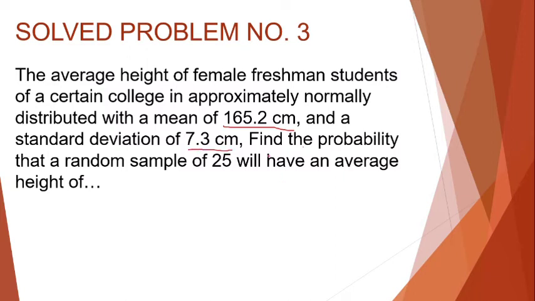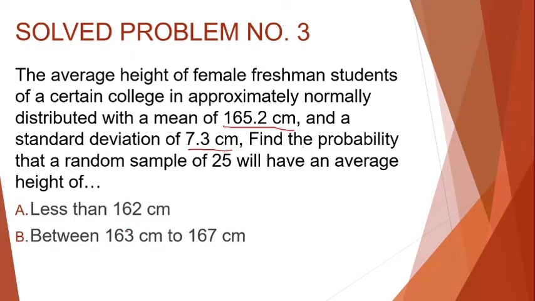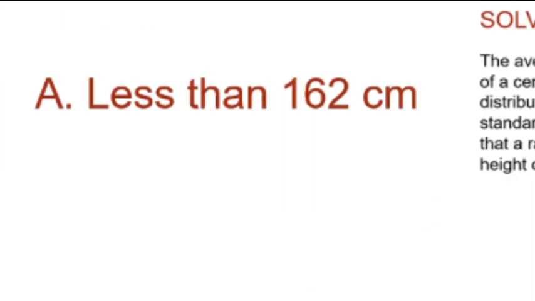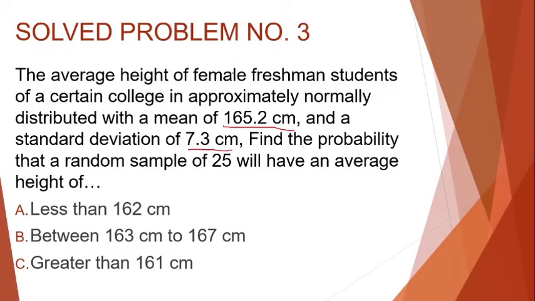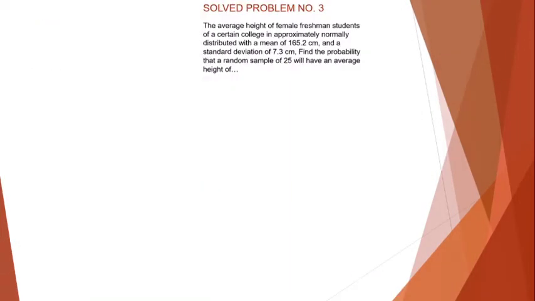Find the probability that a random sample of 25 will have an average of less than 162 cm, between 163 cm and 167 cm, and greater than 161 cm. Let us proceed with less than 162 centimeters. Actually, this is a word problem regarding the normal distribution, and unfortunately I forgot to discuss this. So, back to less than 162 centimeters.